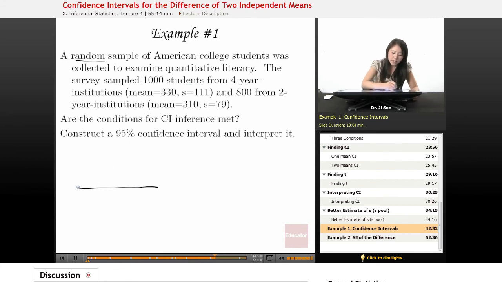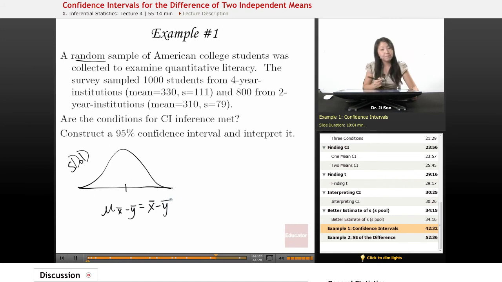Well, it helps to start off with a drawing of my SDOD, just to anchor my thinking. And this mu sub x bar minus y bar, right? We could assume that this is x bar minus y bar, right? Because that's what we do when we do confidence intervals. We use what we have from the samples to figure out what the population might be, right? Okay. And then we want to construct a 95% confidence interval, right? So that's going to be 0.025, 0.025, right?